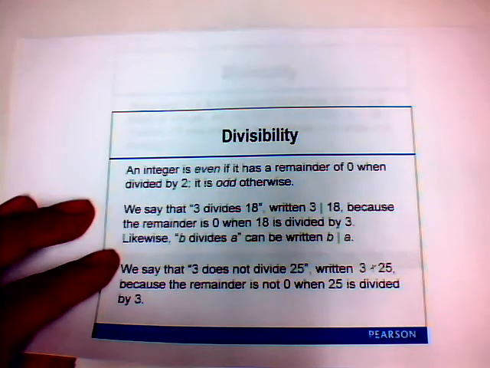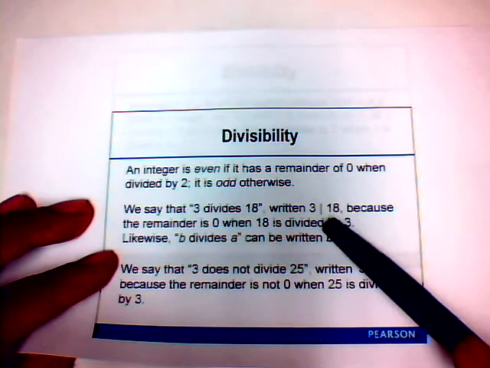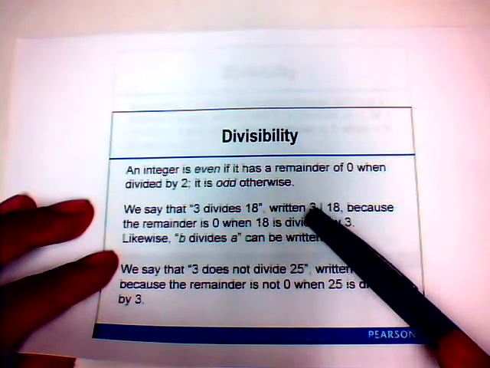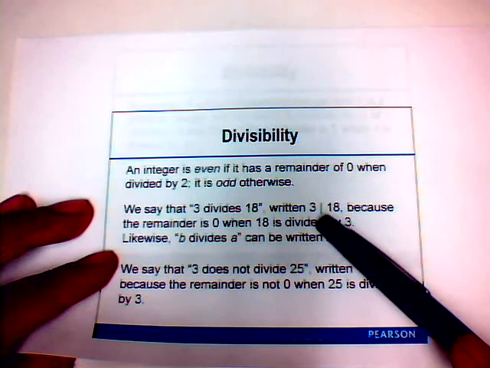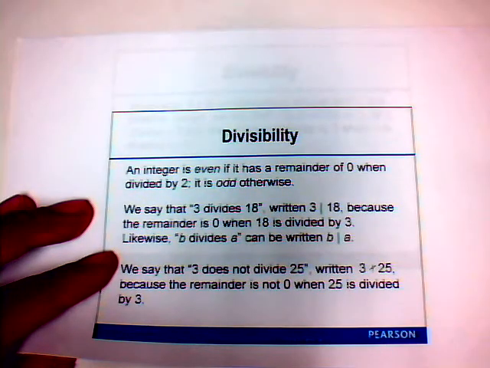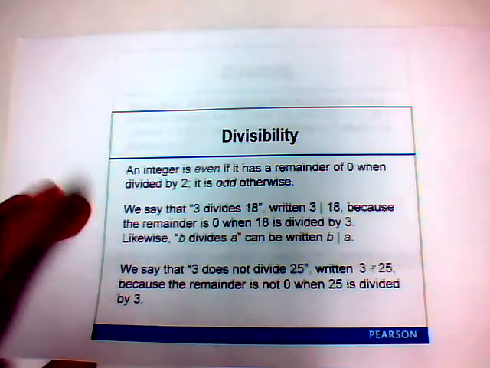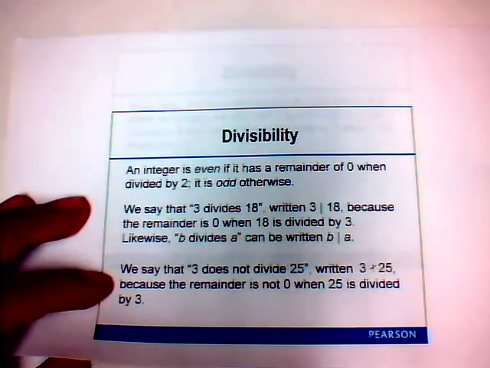Here we can say that 3 divides 18, which is written like this: 3, with the vertical bar, and then 18. That means 3 goes into 18. 3 divides 18 because you're going to get a remainder of 0 when you divide 18 by 3. So 3 goes into 18 6 times with a 0 remainder. So we can say 3 does divide 18.